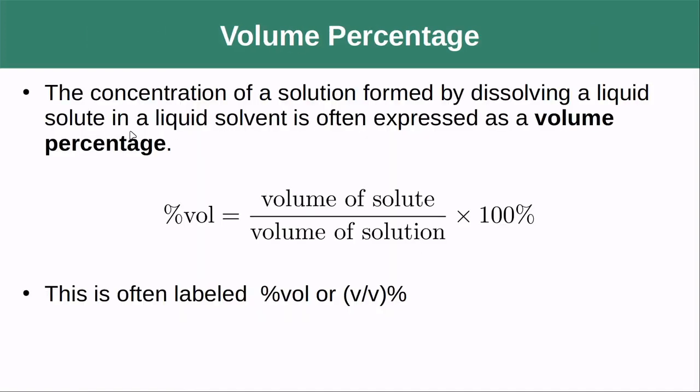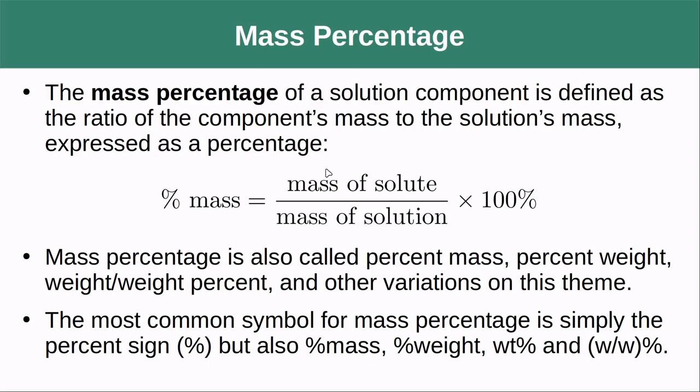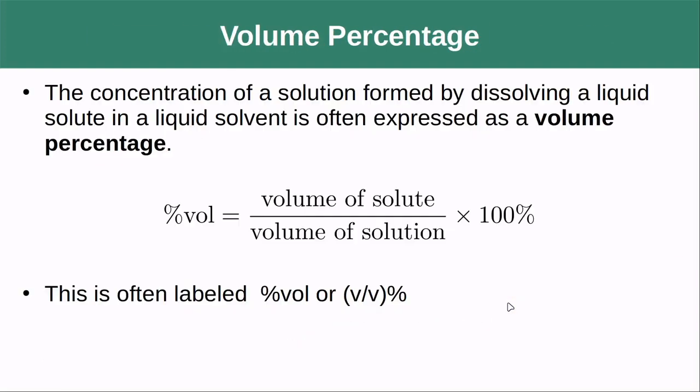So now we have volume percent. Sometimes it's convenient for us, instead of measuring the mass, because that's what I'm going to have to do to come up with this percent mass, right? I'm going to need to measure the mass of my solute and the mass of the solution. Instead, if I'm working with liquids in particular, I can just measure their volumes. And then I can have a volume percent, where I have the volume of the solute over the volume of the solution.